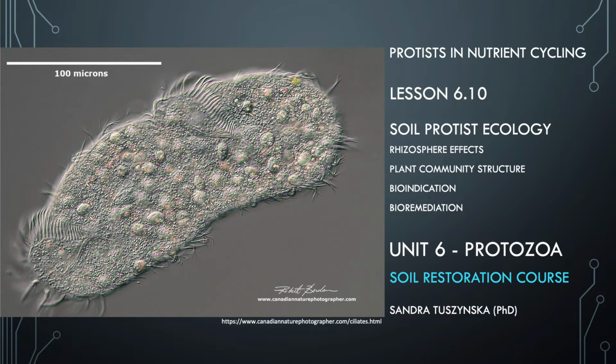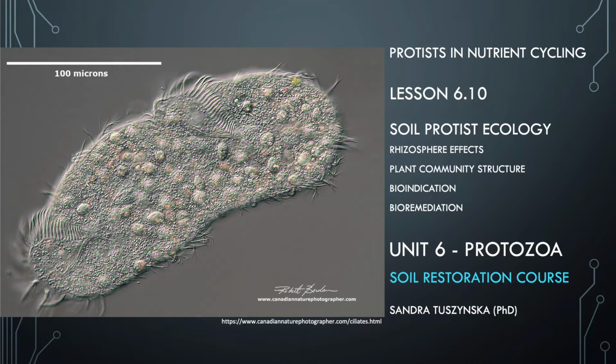Welcome to lesson 6.10. This is our last lesson in unit 6 on protozoa, and in this lesson we'll look at soil protist ecology. We'll examine the effects of soil protists on the rhizosphere, so how they affect individual plants and the interaction with plant roots. Then we'll look at how the presence of protists in the soil affects plant community structure.